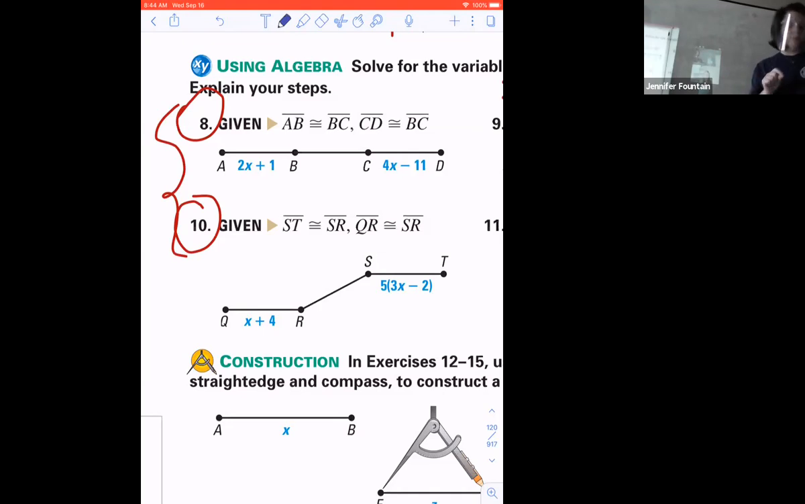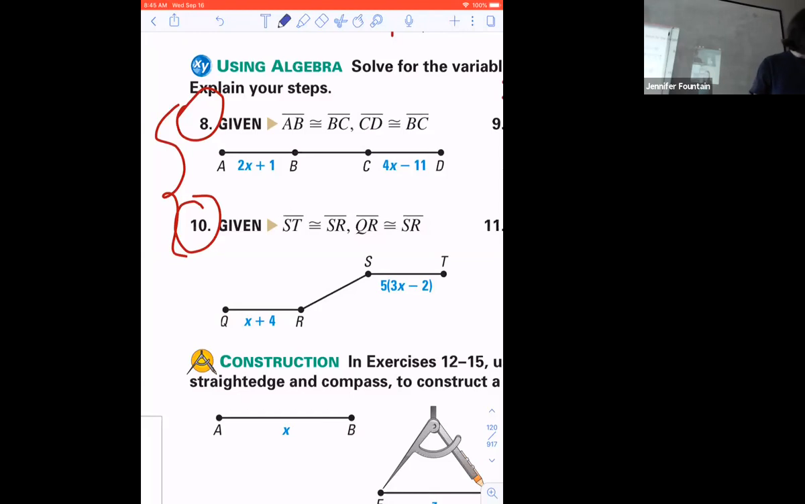So if you subtract 1 from each side, you end up with negative 2x equals negative 12. When I divide both sides by negative 2, x equals 6. And that was using the division property to solve for that. Okay? Questions on number 8?